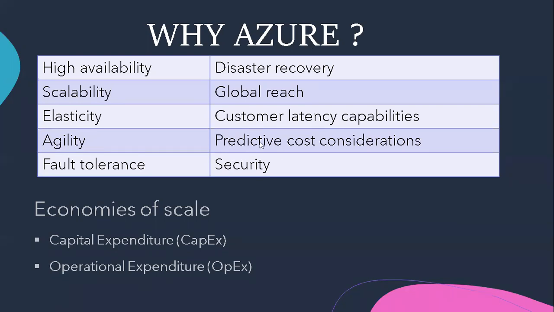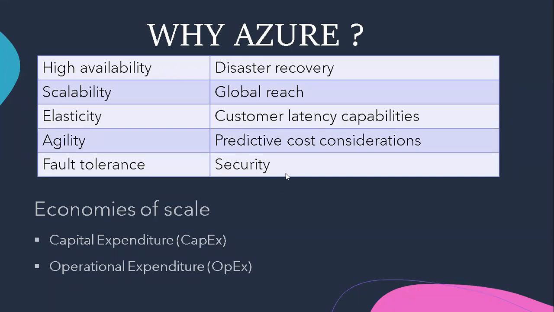Thank you. So then we have something called predictive cost considerations. Before you deploy something in Azure, there are calculators you may use to find out how much you will have to pay. There is something called the Azure pricing calculator. Let's say you need to deploy 10 machines and 2 databases. Before you deploy, you would be able to find the cost of it.